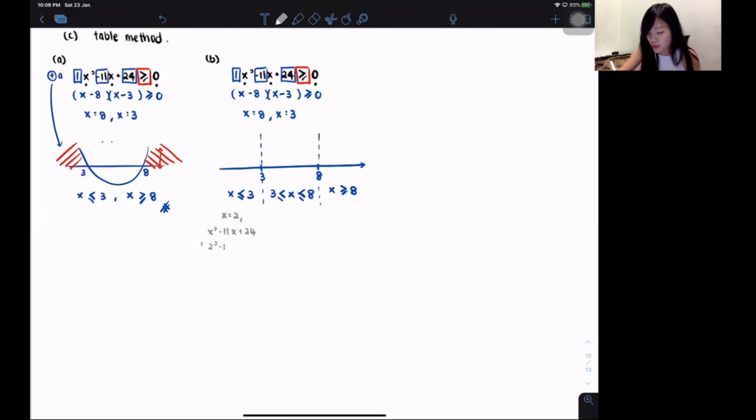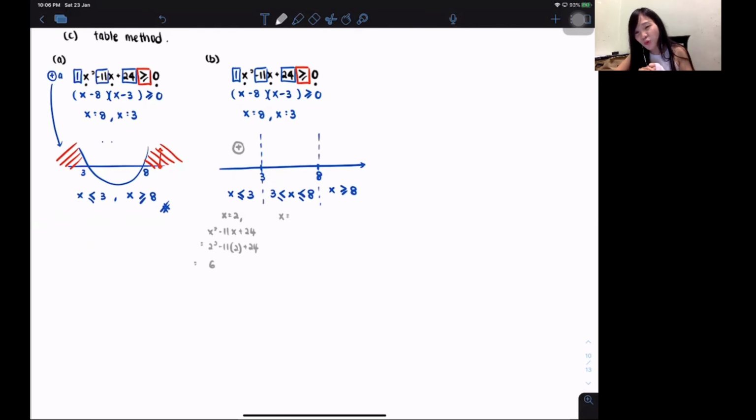So if I sub 2 into the original question, 2 squared minus 22 plus 24. Okay, I get 6. Actually, you don't even care whether you get 6 or 6 million or 6,000. You only care whether it is positive or negative. Quite obvious, it's a positive.